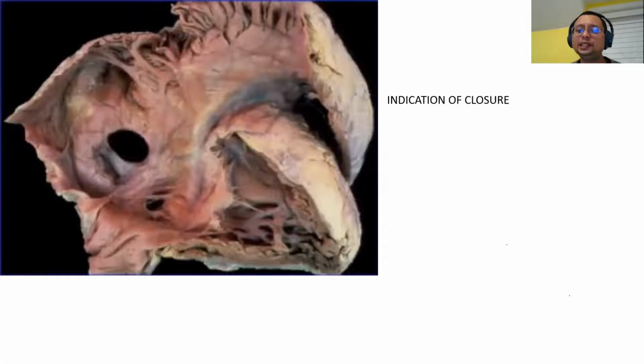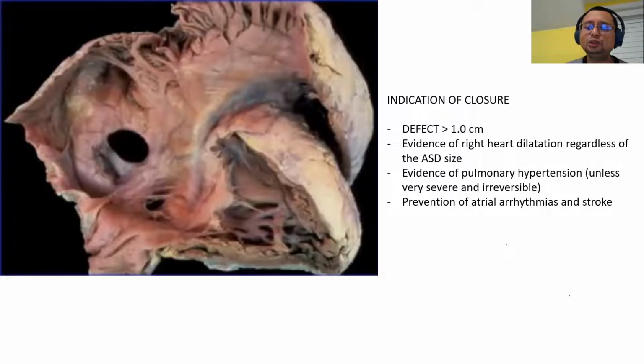What is the indication for closure of atrial septal defect? The rest of the ASDs you need to close regardless of the size. But for ASD secundum, with any signs of right-sided dilatation or pulmonary hypertension, you close the ASD. Any ASD that is more than 1 centimeter, you close the atrial septal defect.